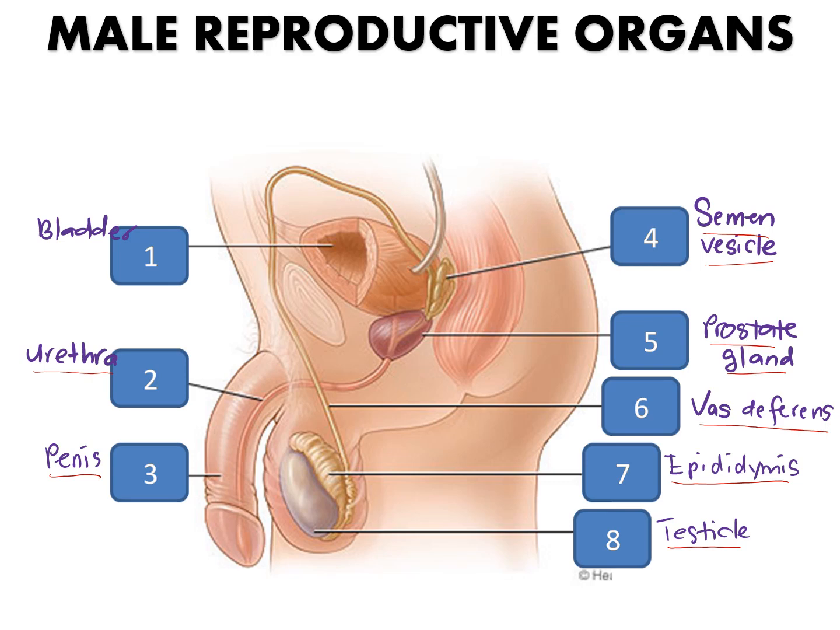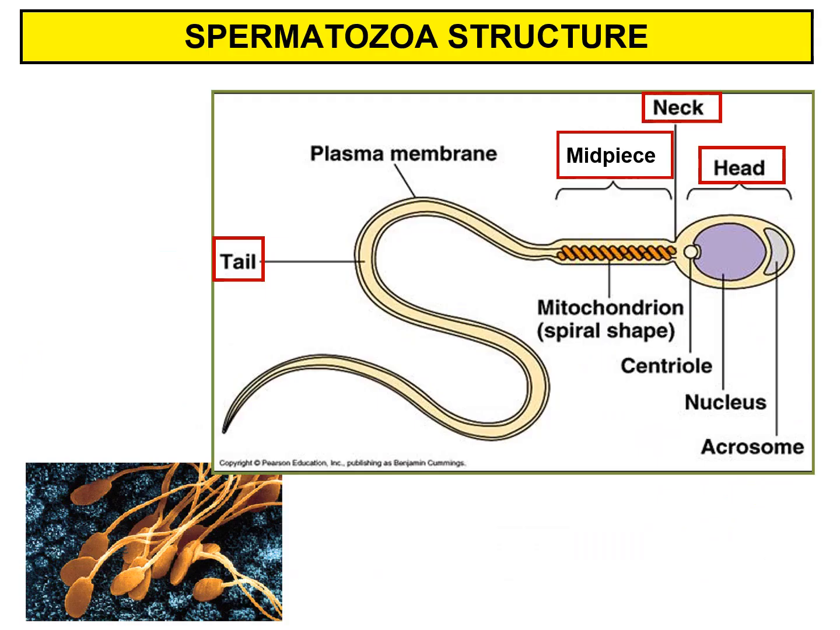We are going to look into detail where spermatogenesis, the process of producing sperm, occurs. It is in the testicles. Now let's look at the spermatozoa structure. Spermatozoa is another name for sperm. The short name of spermatozoa is sperm. We usually call it sperm.